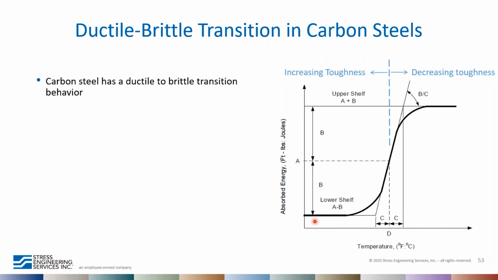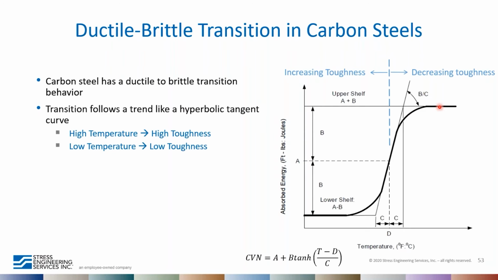The lower shelf is characterized by cleavage fracture, as we talked about previously, and the upper shelf is characterized by a lot of ductile fracture and a lot of ductility. The transition follows a trend like a hyperbolic tangent curve, and the reference temperature, which is approximately a line going through this transition, the temperature at which the transition occurs, is an indication of the toughness of the material.